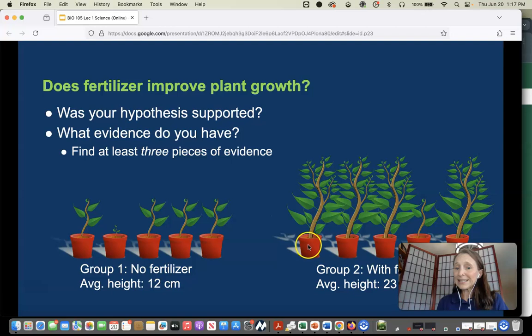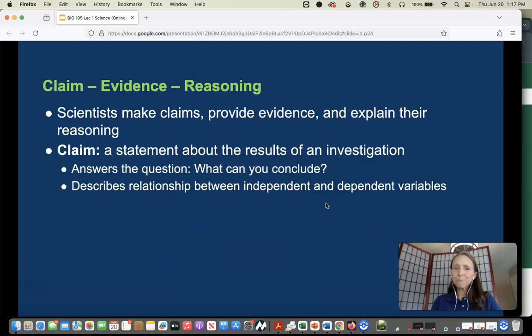So here you can see that the group with fertilizers had not only, again, larger stems, but their stems were more branched and there was more stem biomass. Okay? So those are things that you can all look at.